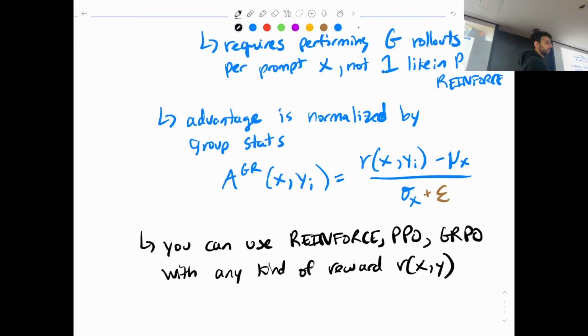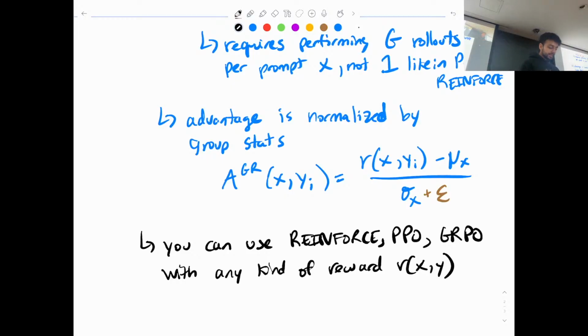In GRPO, basically we have a baseline per prompt. To that point, we will go a little later into some specific examples of what this advantage looks like with different rewards, just so we fully understand the motivation behind normalizing based on the group stats and what that actually does to the updates. So I'll do that in a second.